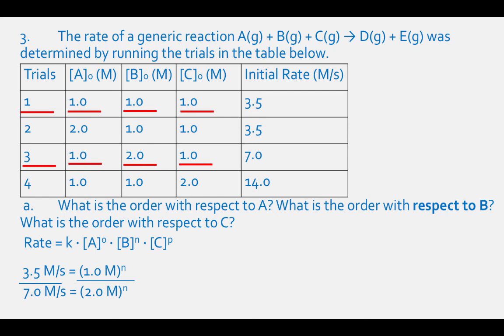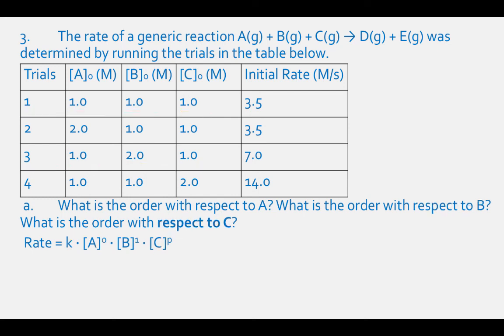The reason we can eliminate the rate constant K and the concentrations of A and C is because they will all cancel out from one equation divided by another. This is because the concentrations of A and C are unchanging in trials 1 and 3. We will have for our equation 0.5 equals 0.5 raised to the n power. n must be equal to 1 because anything raised to the 1 power equals itself.